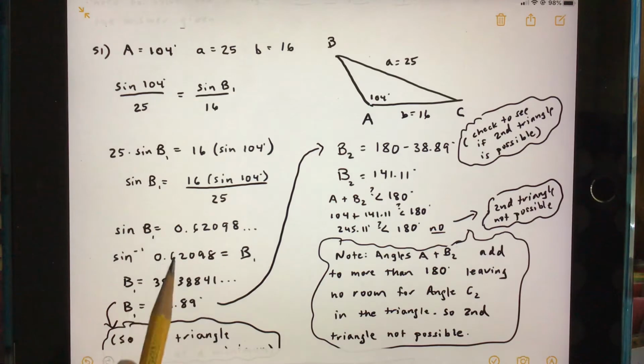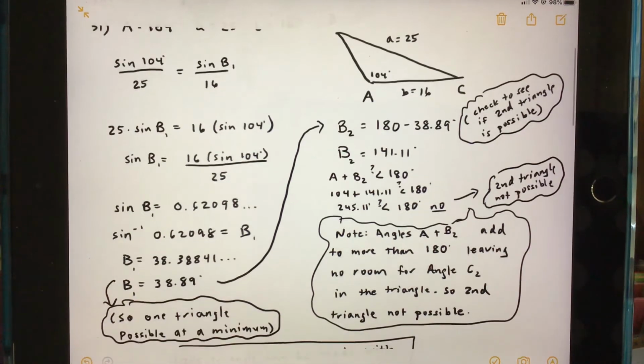On my calculator, I'll work that out, and sine of B1 is equal to 0.62098, and so on. And we'll find sine inverse so we can solve for our B1. Sine inverse of 0.62098 is B1. That means that we can find an angle, because in our calculator it will return B1 is equal to 38.38841, and so on. We'll round that off to B1 is approximately 38.89 degrees. So one triangle is possible. We're not going to continue solving the triangle. There are some other unknown measurements in that triangle that we are not asked to find at this point.